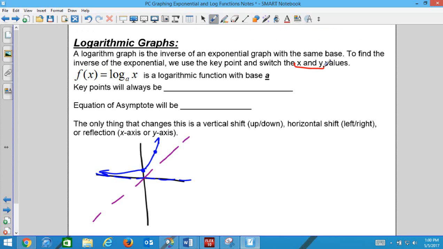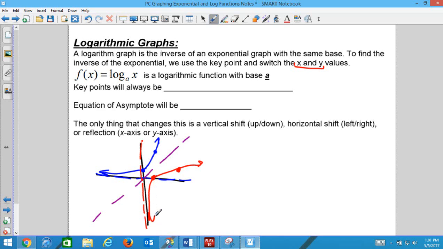You just switch them. So instead of 0, 1, it's going to be at 1, 0. And instead of 1, base, it's going to be at base, 1. And instead of y equals 0, the asymptote is at x equals 0. We just switch all the x's and the y's.